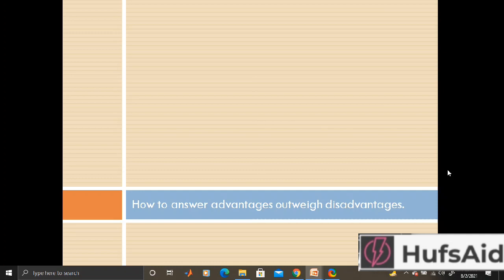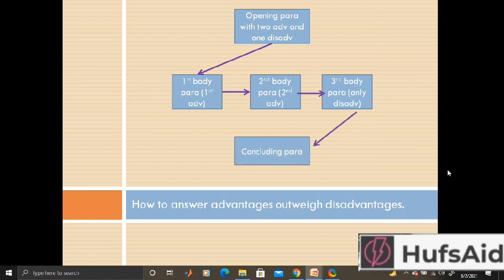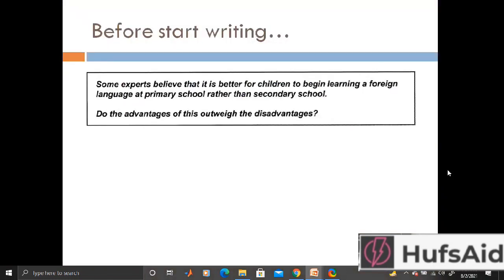Here we will have an opening paragraph with 2 advantages and 1 disadvantage. We are going to discuss how, and then we are going to have 3 single idea body paragraphs, out of which 2 will be discussing the advantages and 1 will discuss the disadvantage, and then there will be a concluding paragraph. So before I start writing, I need to think of the 2 advantages and 1 disadvantage.